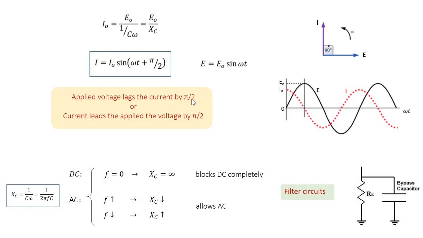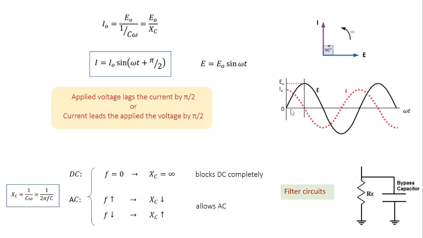So once again, you can represent this phase relation either using a vector diagram or a waveform diagram. So in the vector diagram, I have applied voltage along the x-axis, current along the y-axis, then I have a counterclockwise angle of 90 degree between them, meaning current is leading over the voltage by a phase angle 90 degree. And this is the waveform diagram.